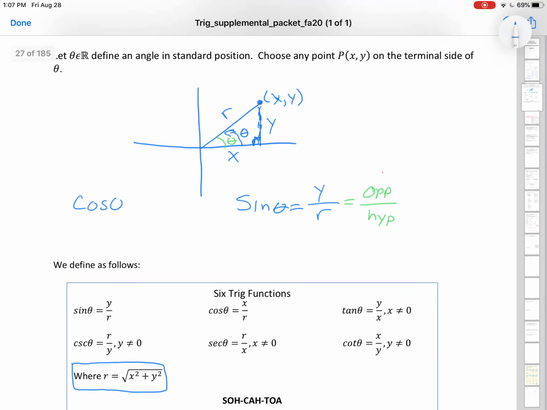The next main one is its cofunction, and we'll talk more about that terminology, cofunction, as time goes on. Cosine theta. Cosine theta is defined to be x over r. So notice that that's adjacent side over hypotenuse.